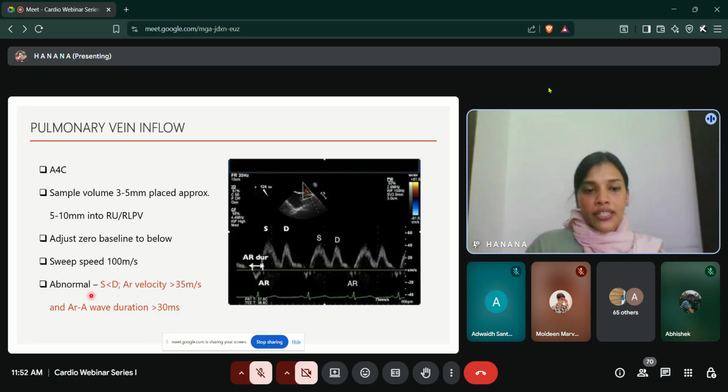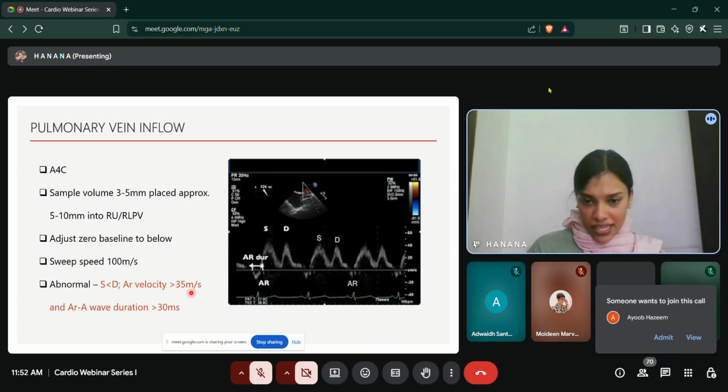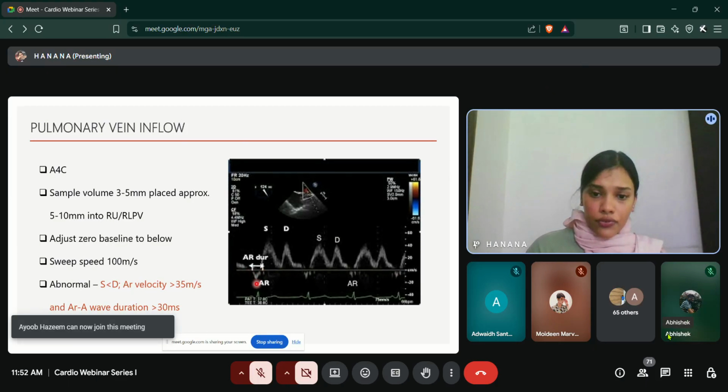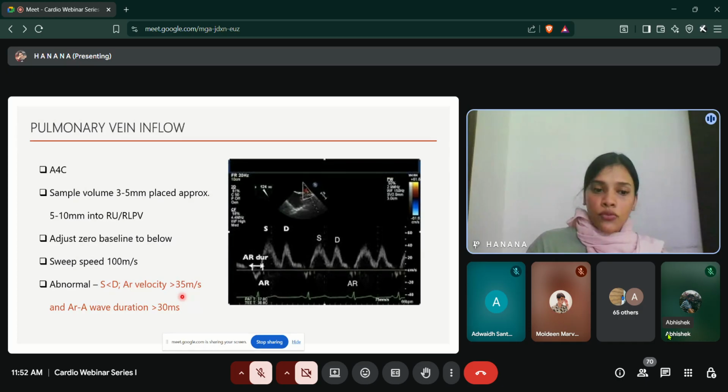You should take care if the patient has an S wave which is lesser than the D wave. If the patient has almost the same values for S and D, that is normal. If the patient has a small S wave and a big D wave, it is abnormal. S less than D is an abnormal value. And if the AR velocity, this small deflection, is measured and gives a value of greater than 35 cm per second, it is also abnormal.